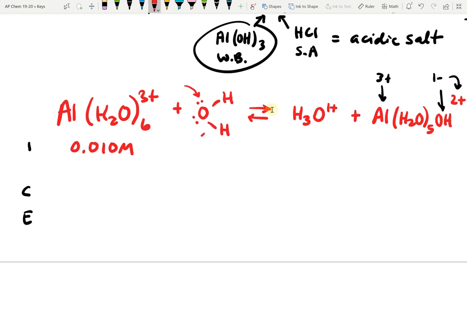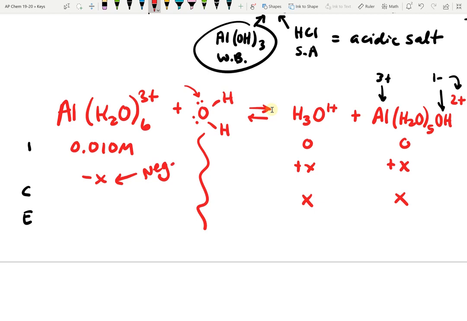Water isn't going to be an important part of our conversation, so we'll blank that water row out. And then, as always, we haven't formed any of these yet. We're going to lose some small x, and gain that small x on the other side of our ICE table. Each of these will be x. And as always, we're going to treat that x as negligible when compared to the 0.010 moles per liter aluminum that's already present. So if we treat this as negligible, far, far less than 0.010, we get an approximate 0.010 moles per liter in our equilibrium line for the aluminum ion.